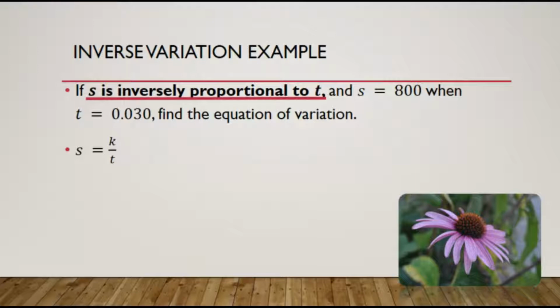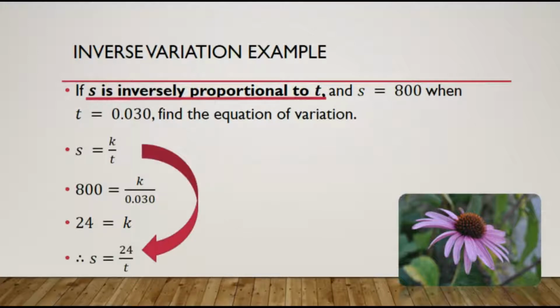To find k, we will replace s with the given value and its associated value of t. Solving then for k, we'll multiply both sides by 3/100ths, which results in k having a value of 24. Our final equation of variation for this particular problem then will be s is equal to 24 divided by t.